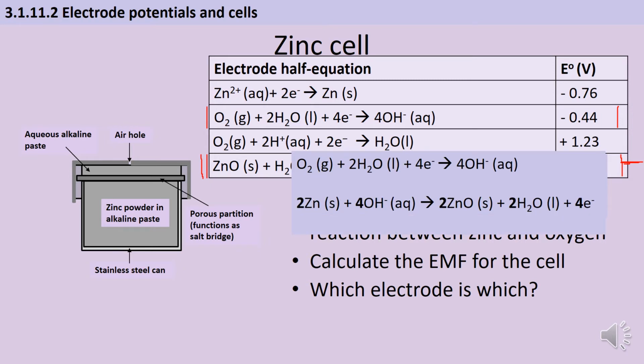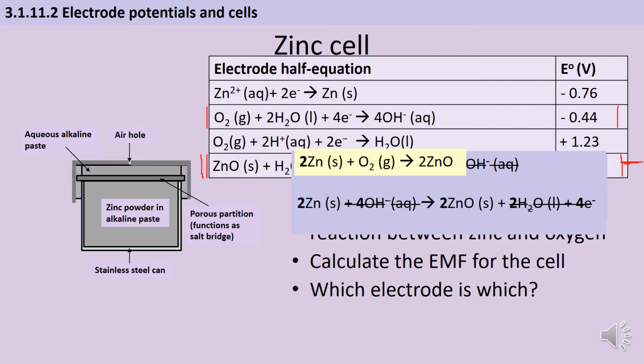So now that I've added some coefficients, the electrons balance out, but also now so do the hydroxide ions and the water molecules, and I don't need them on both sides of the equation. So before I put them together, I'm just going to cross all of those out, and what I'm left with is 1 mole of oxygen reacting with 2 moles of zinc to make 2 moles of zinc oxide.